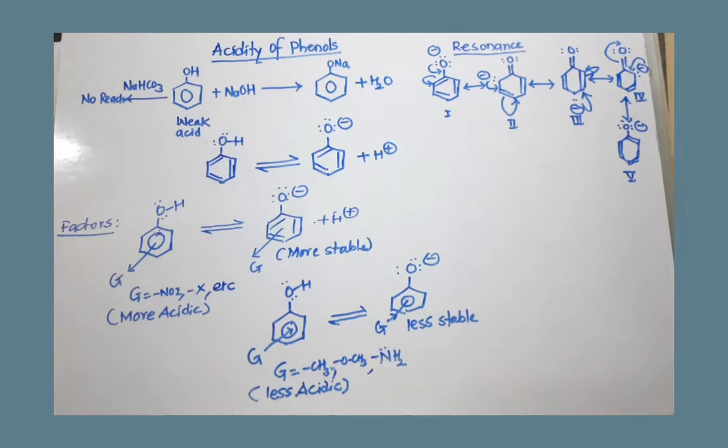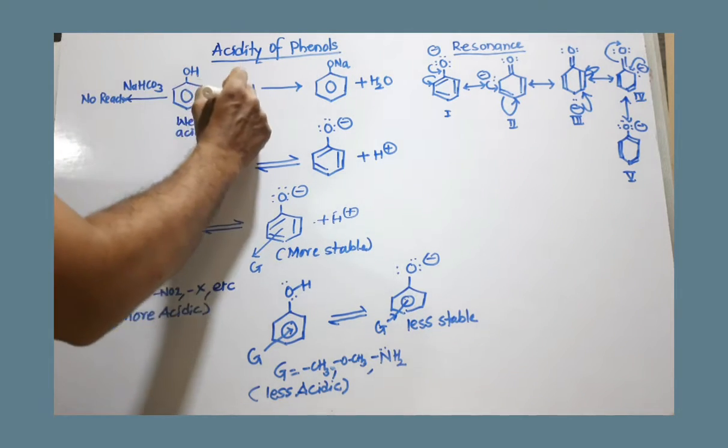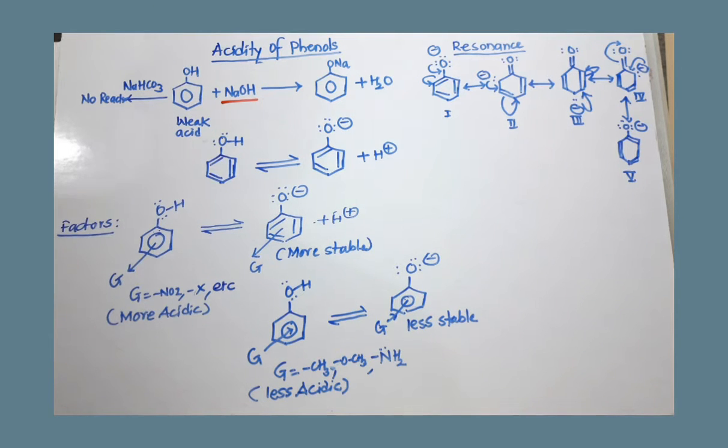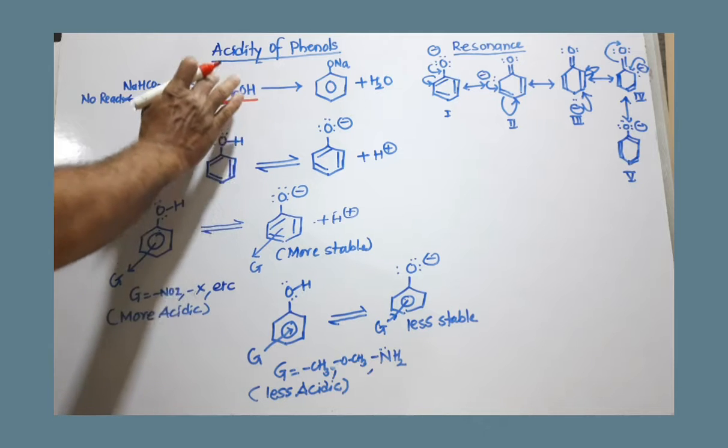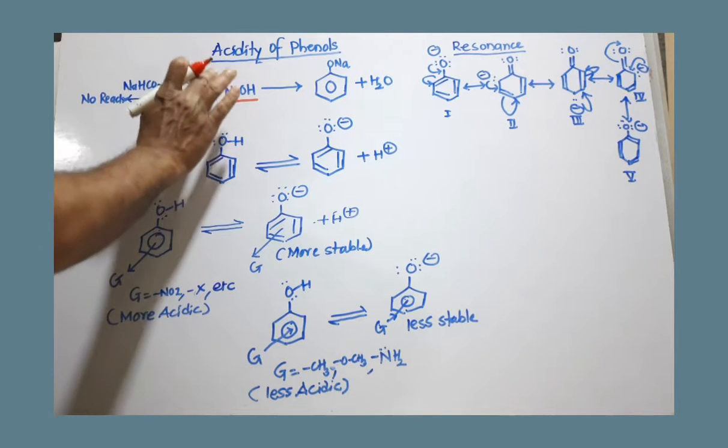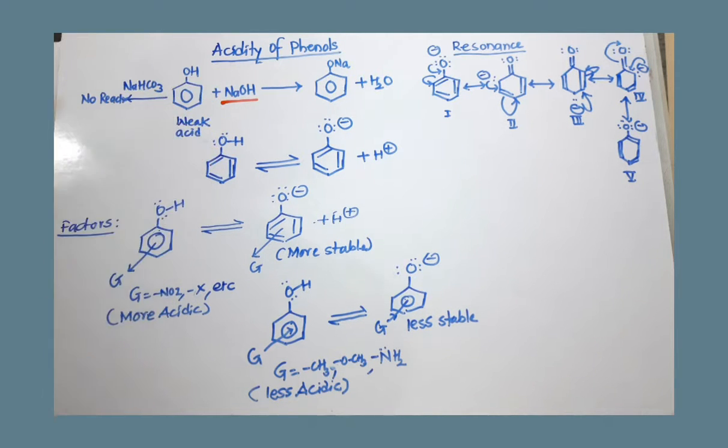Acidity of phenol. After the preparation or synthesis of phenol, we are going to discuss the acidity of phenol. Now, phenol is an acid. Why? Because it reacts with a base, NaOH, which is a strong base. So we need a very strong base, a very strong alkali, to react with this phenol.